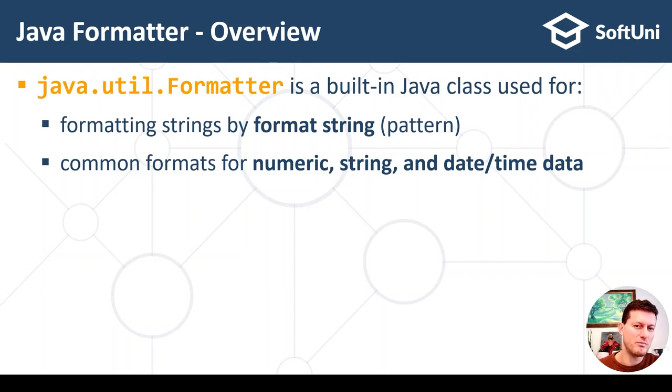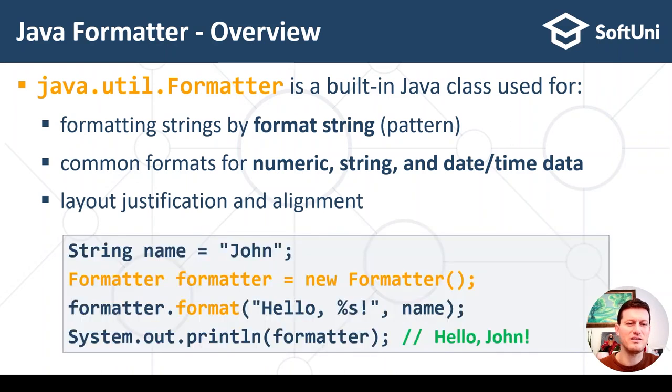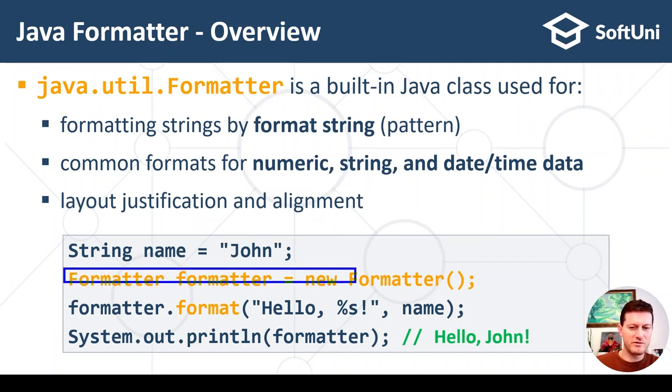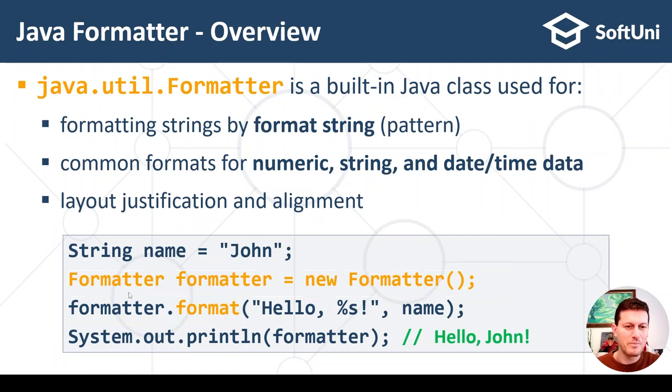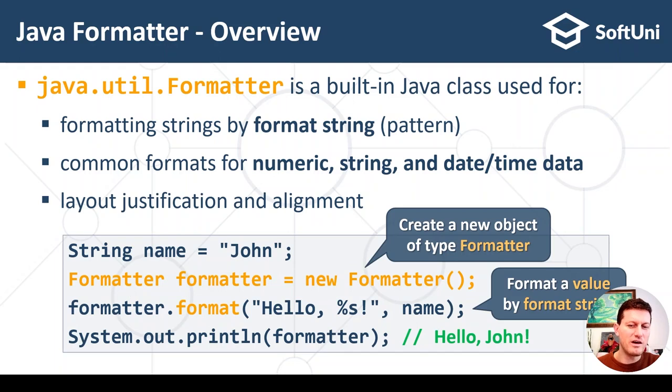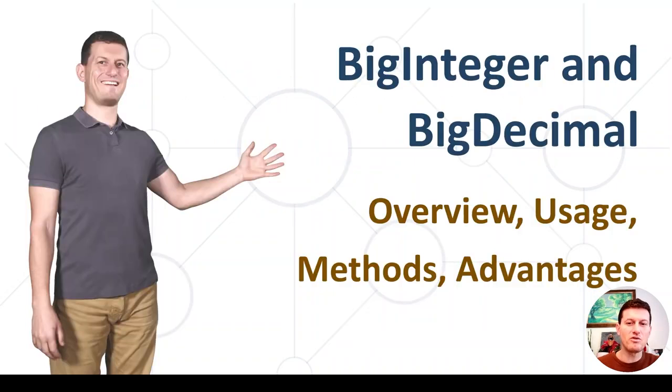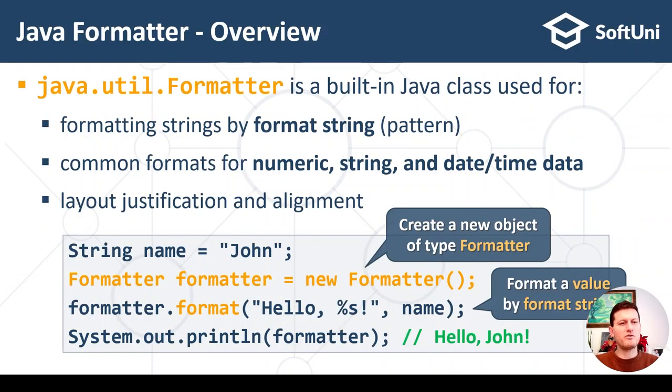It formats strings by a certain format string, or pattern, and it has formats for numeric, strings, dates, and others. It has alignment, justifications, and many other specifics for the formatting, and this is how we use it. We can create a formatter and say formatter.format, which works exactly like String.format, which is more convenient in my opinion. So this is how we create a formatter object and how we use it to format a value in a way very similar to System.out.printf. So that was all about the Java formatter.